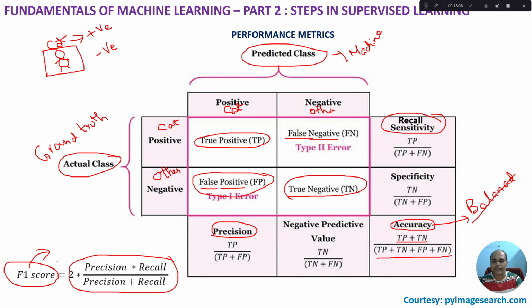There are other performance metrics also, like specificity, which is true negative divided by true negative plus false positive, and negative predictive value, which is true negative divided by true negative plus false negative. So we have many such performance metrics. Any machine learning model needs to be evaluated by computing performance metrics. If the performance metrics are good, then the model is expected to do well in a real-time scenario. That is how a machine learning model is evaluated.